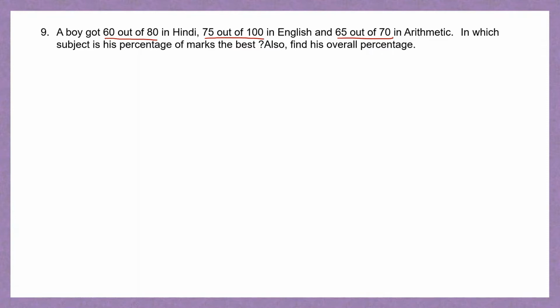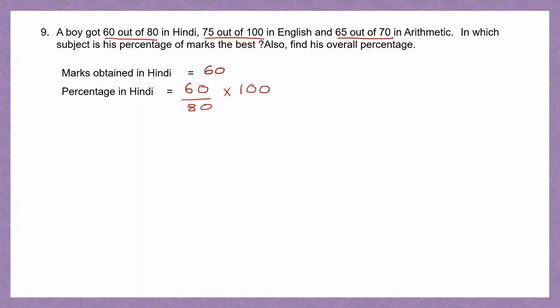So, two parts to this question. What we are given here are just marks, but we are asked to find the percentage of marks. So, let's start. Marks obtained in Hindi. Now he got 60 out of 80 in Hindi. So to find the percentage in Hindi, we have to do 60 out of 80 and multiply this by 100. Why by 100? Because we are finding the percentage.